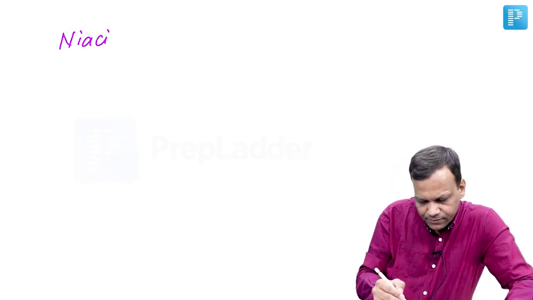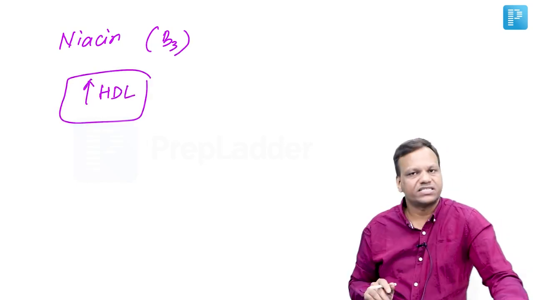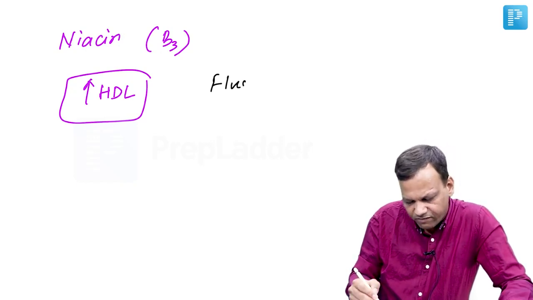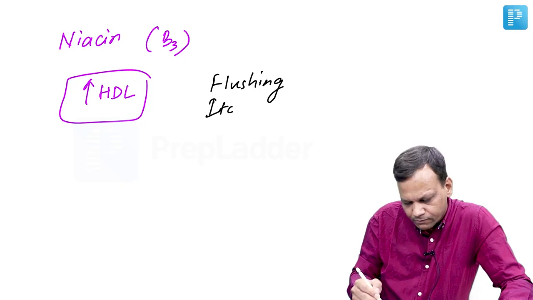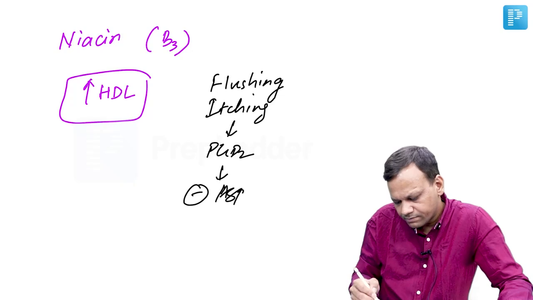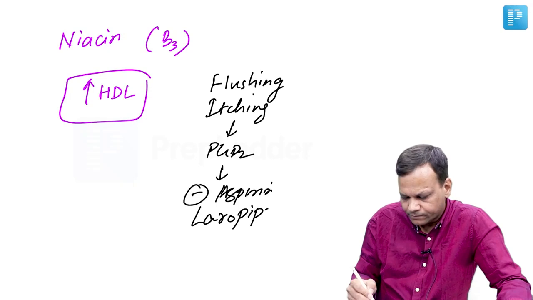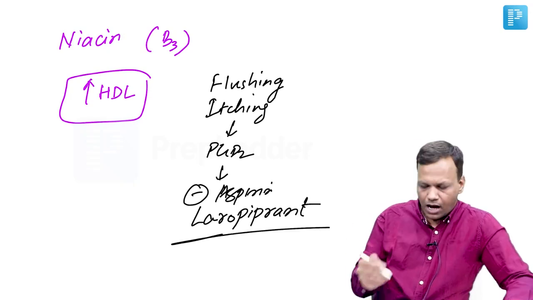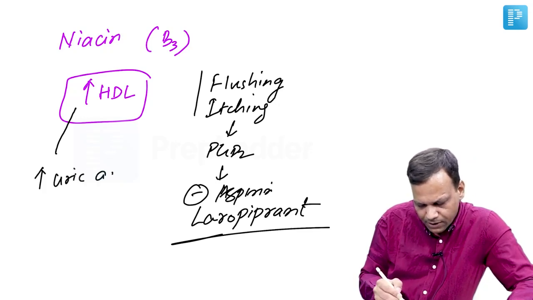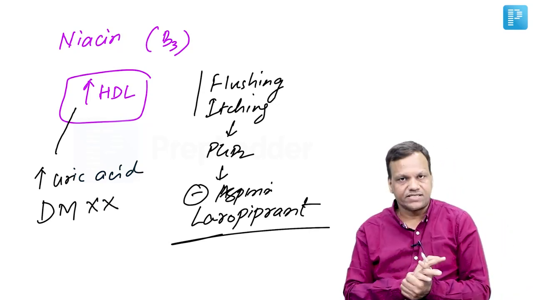Next drug is niacin. Niacin is vitamin B3. It has maximum HDL cholesterol increasing potential. But the main problem is it has compliance limiting side effects like flushing and itching. These are due to release of prostaglandin D2, and that can be inhibited by either aspirin or a specific prostaglandin D2 antagonist known as laropiprant. Apart from flushing and itching, niacin can cause gout, that means increase in uric acid, and it is also contraindicated in diabetes mellitus because it causes insulin resistance.